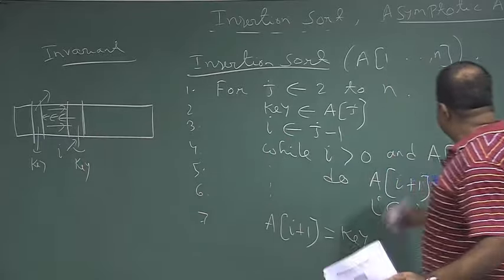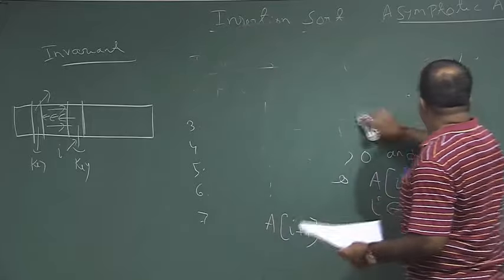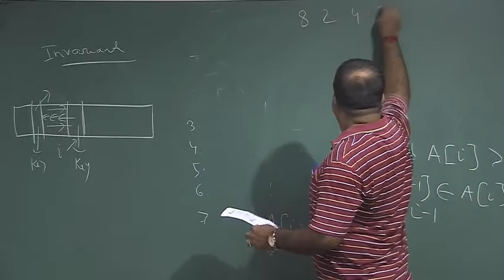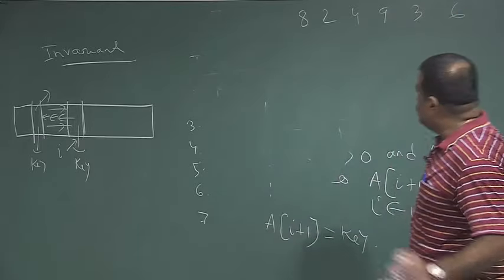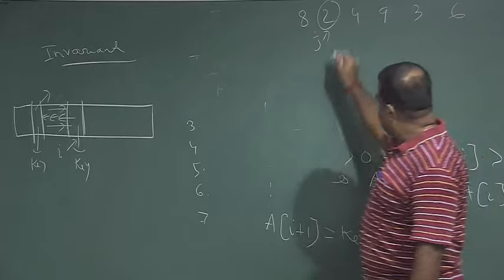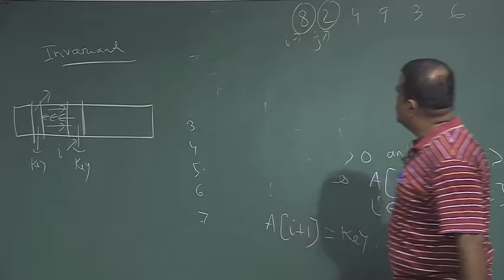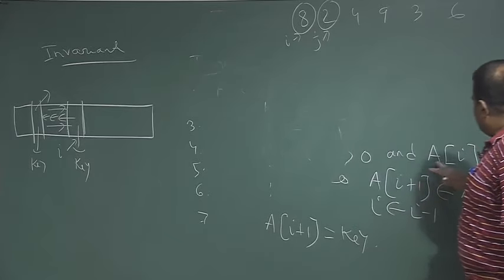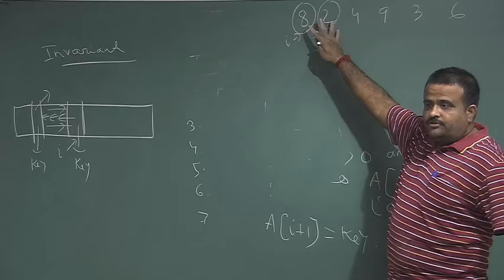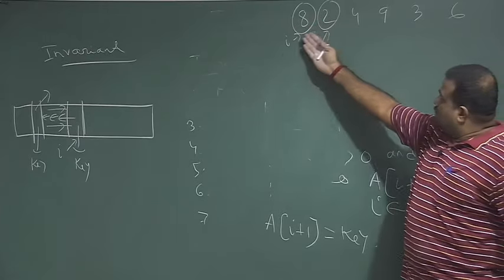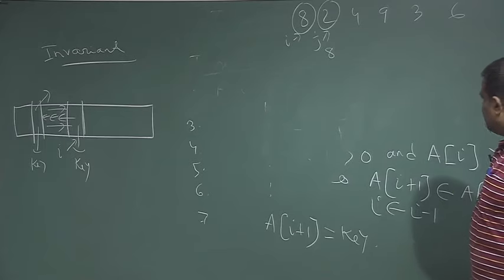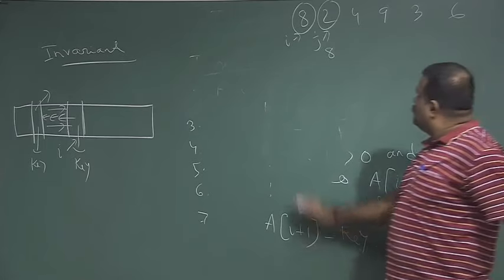So, we can take an example to execute this. Suppose we have these numbers 8, 2, 4, 9, 3, 6, and we want to sort this using insertion sort. We are starting with j at the second element. This is our key value, and our i is basically j minus 1. Now, as long as i is greater than 0 and a[i] is greater than key: if a[i] is less than key, we do not need to do anything, but if a[i] is greater than key, then we need to find the location for the key by shifting a[i]. So, we shift 8 here and reduce i by 1. So, i becomes 0, and we stop there. We put this key here.